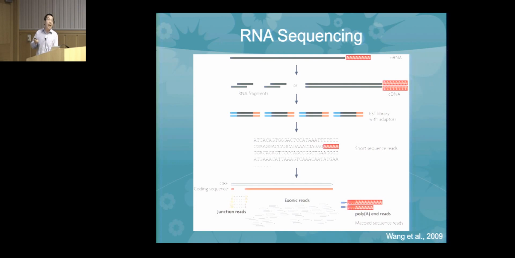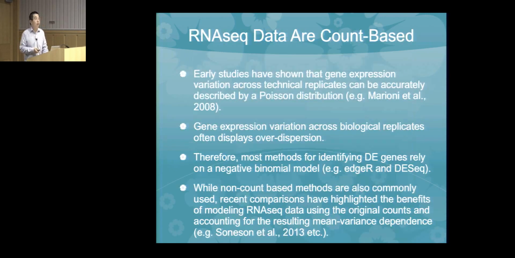If a gene is heavily expressed, then you will see a lot of reads mapped to that particular gene. And if a gene is lowly expressed, then you tend to have much fewer reads mapped there. So as you can see, at the end of the day, the RNA sequencing data will give you a lot of read counts for every single gene. Therefore, the first important feature of RNA sequencing data is that the raw data is actually in the form of counts.